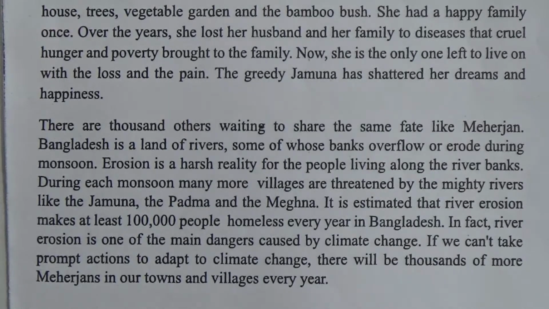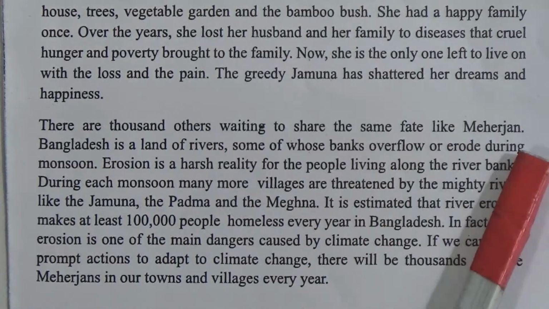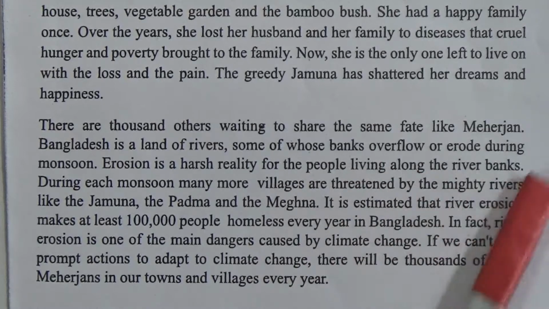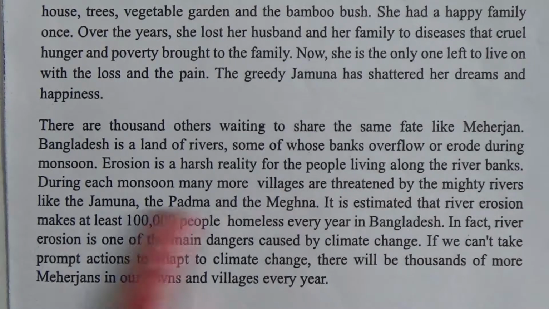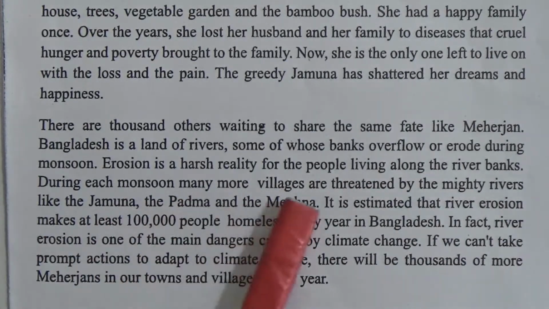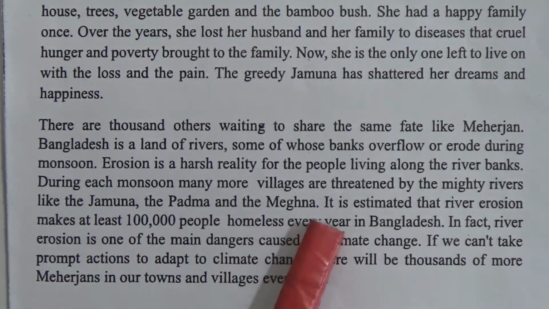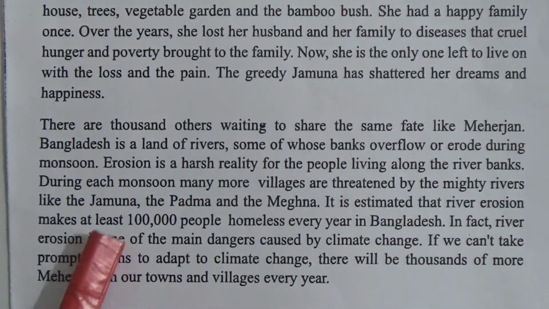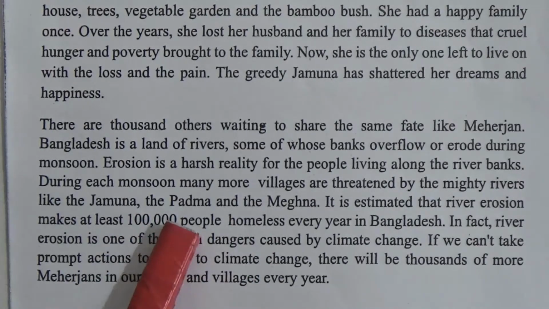It seems like that. There are thousands of others waiting to share the same fate like Meherjan. Bangladesh is a land of rivers, some of whose banks overflow or erode during monsoon. Erosion is a harsh reality for the people living along the river banks. During each monsoon, many more villages are threatened by the mighty rivers like the Jamuna, the Padma and the Meghna. It is estimated that river erosion makes at least 10 lakh people homeless. Now look, how many digits are there? 1, 2, 3, 4, 5, 6.